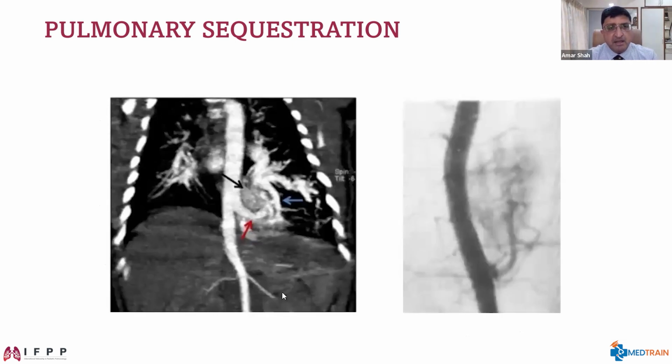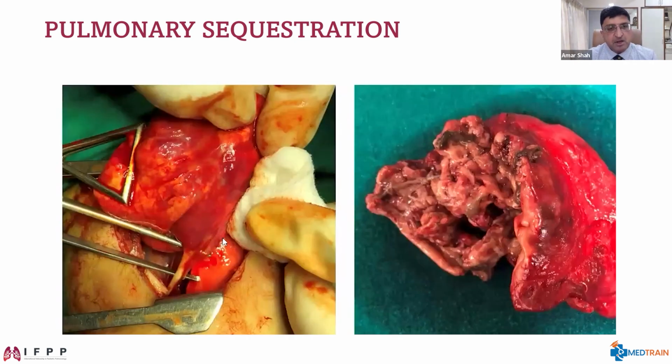So this is the imaging, and here, this is the descending aorta. And you can see there is a nice branch which is coming from the thoracic aorta and entering the pulmonary sequestration. And this is the operative specimen. This is the sequestered segment. This is of course an intralobar sequestration, and this is, as you can nicely see, the vascular supply which is coming from the aorta into the sequestration. Here, a lobectomy was needed to be done for the sequestration.